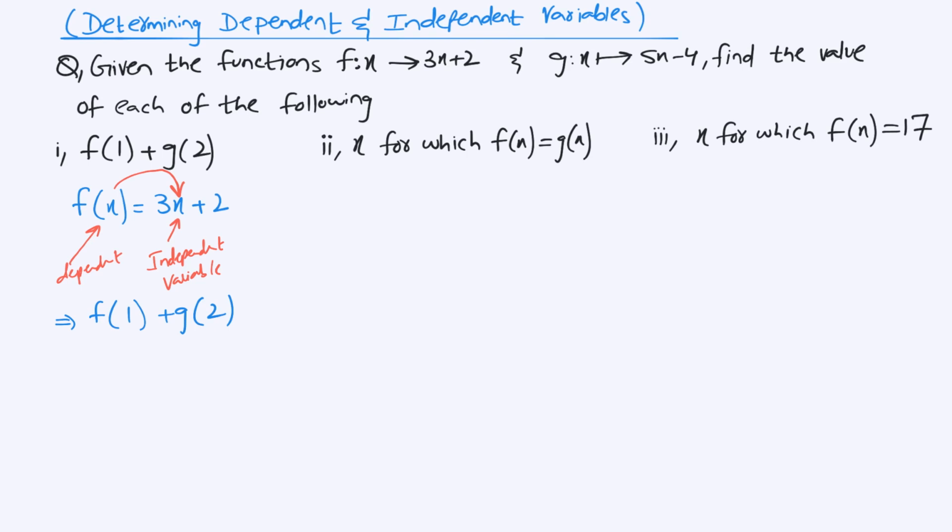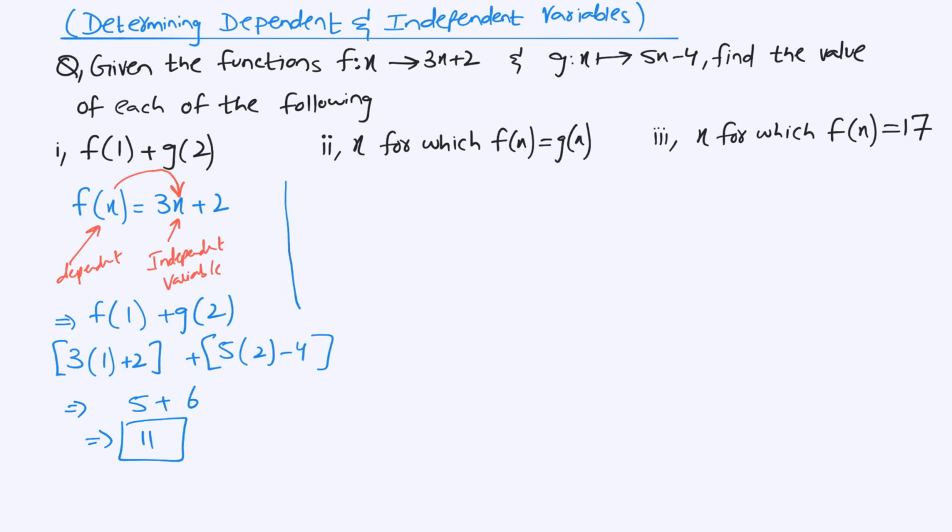So when you place 1 in the function, that's your function f. In place of x you have to insert the value of x as 1. And function g was 5x minus 4. So in place of x you will insert 2, evaluate the two answers and then add them. And when you solve them you get 11. So that's the answer for f of 1 plus g of 2.